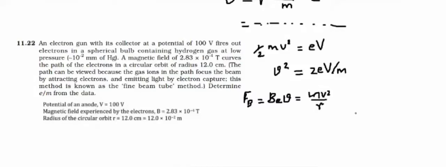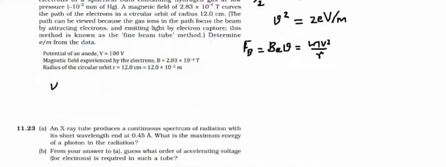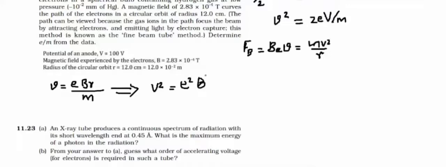Now, from this equation again, first you find the value of v. You will get v is equal to eBr divided by m. Once you get the value of v, square the equation and find the value of v square. V square is equal to e square B square r square divided by m square.